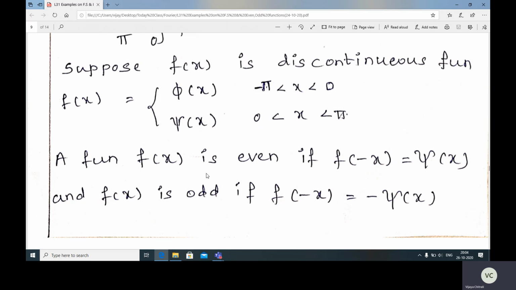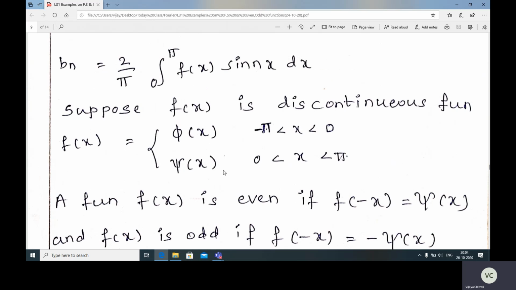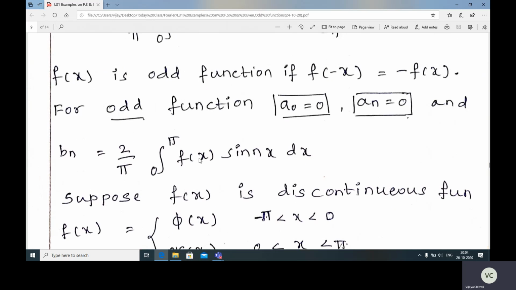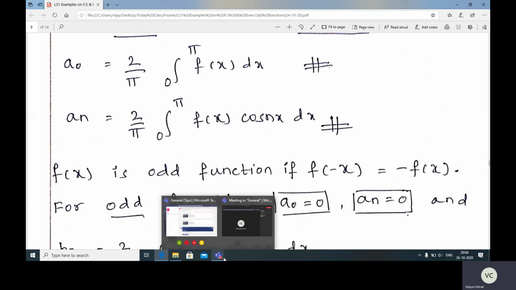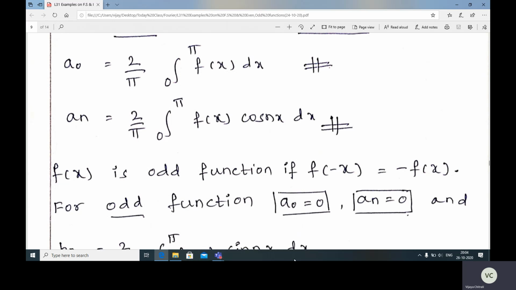So the advantage of even and odd functions is, if a function is even, then calculate only A naught and An. If a function is odd, calculate only Bn. Because for an even function, Bn will be 0, and for an odd function, A naught and An will be 0. So the advantage of this method is we can reduce the time, and also the calculations.